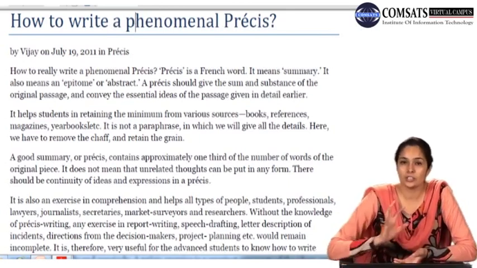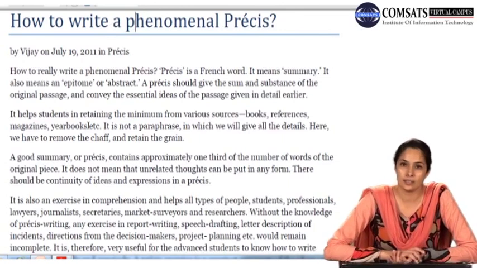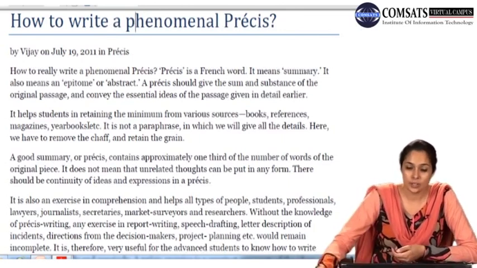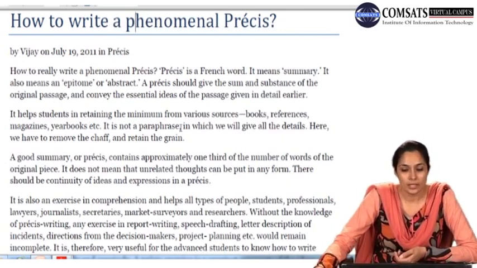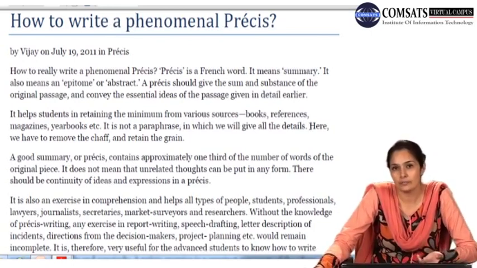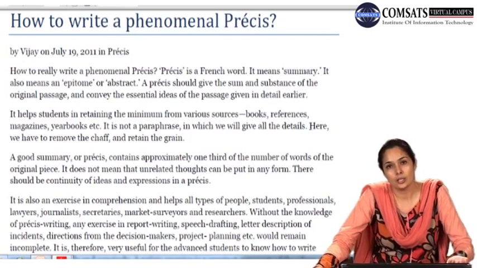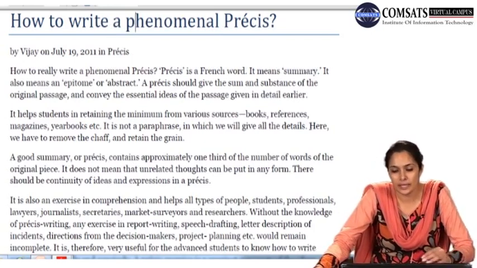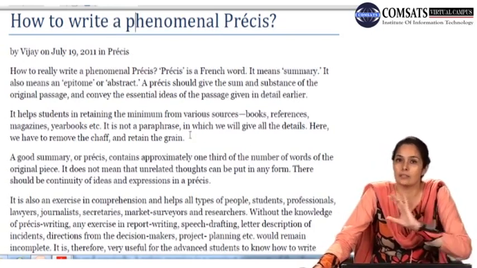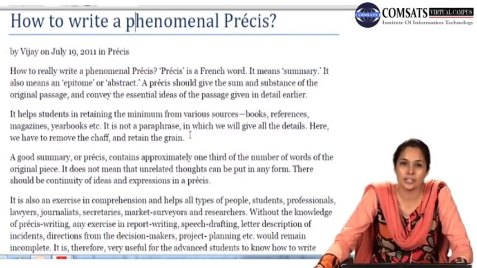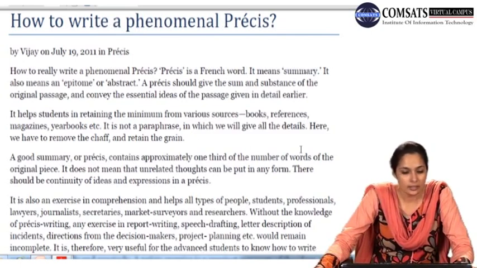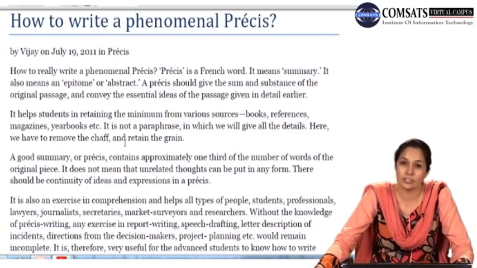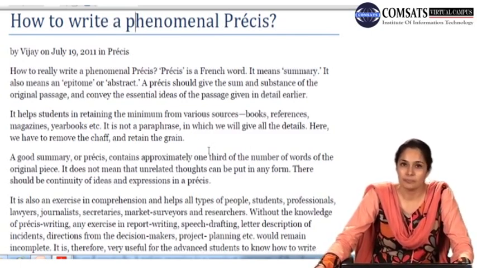So this skill, Prezi writing skill, helps you a lot in this way. It is not a paraphrase in which we will give all the details. Paraphrasing is different. You might have done paraphrasing in your matriculation and even after that. Paraphrasing is giving all the details in the same tense and same style as you have it. Here we have to remove the chaff and retain the grain.